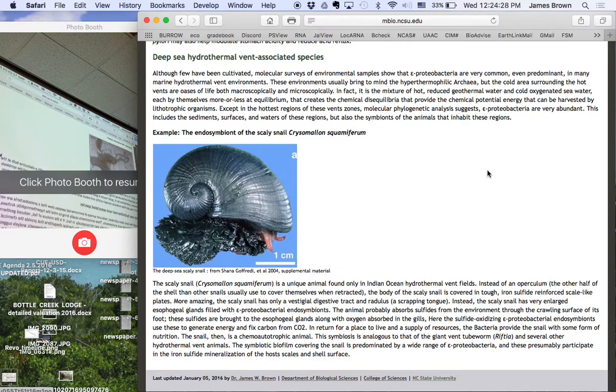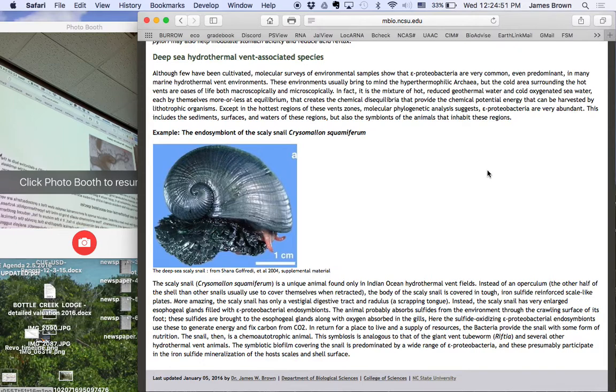This animal doesn't eat. It has a radula, a tongue that most snails use to scrape with, but it's vestigial. It can't even protrude out of the mouth. It has an intestinal tract, which is empty. So how does it survive?